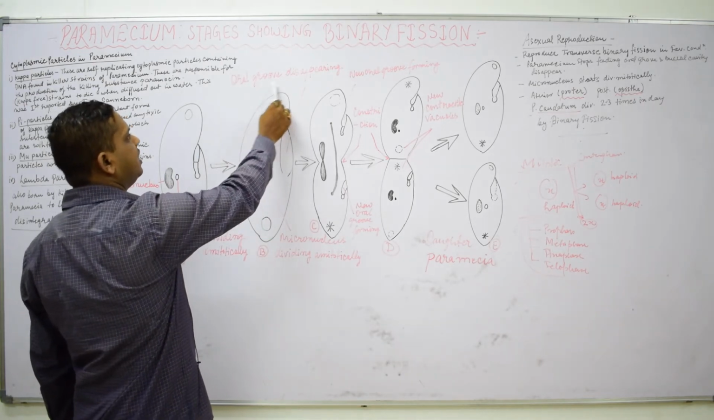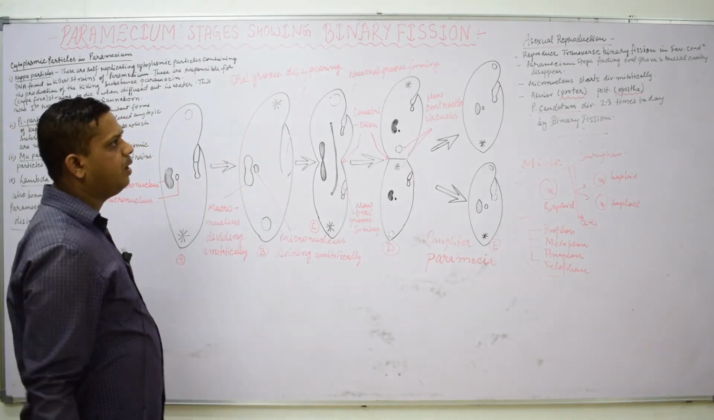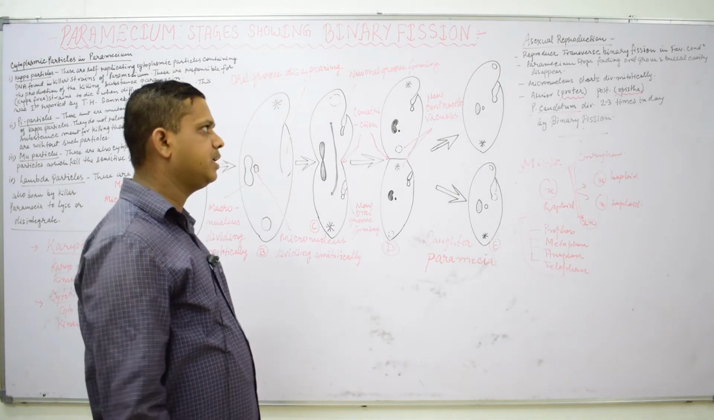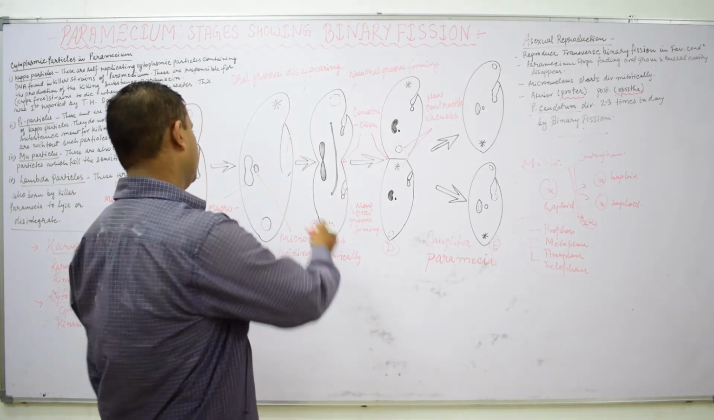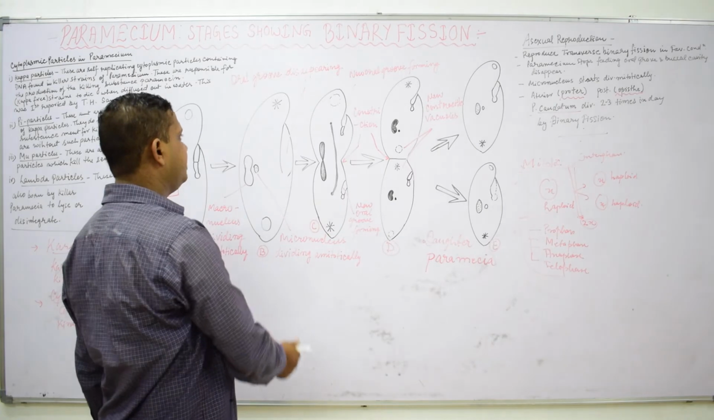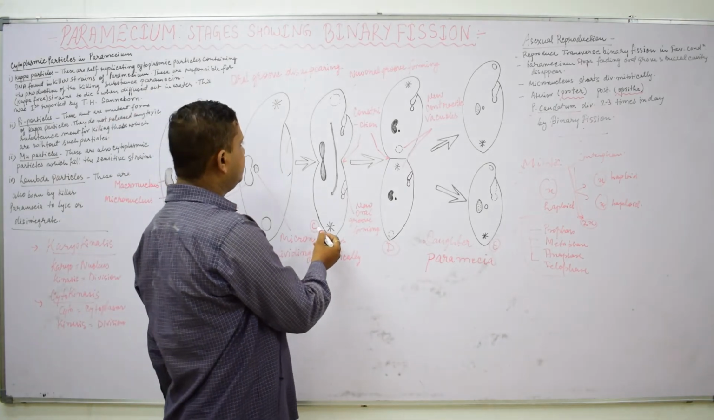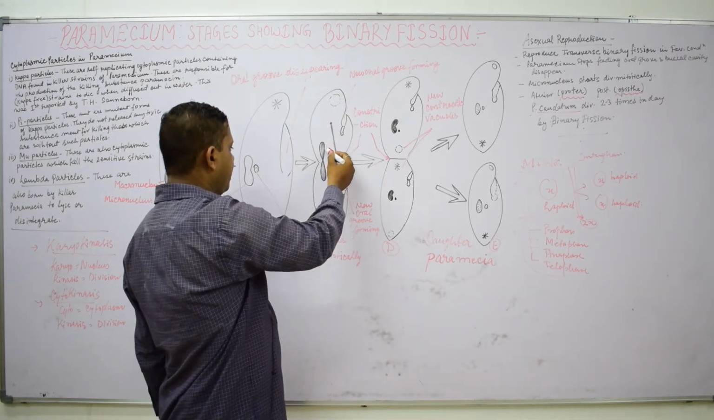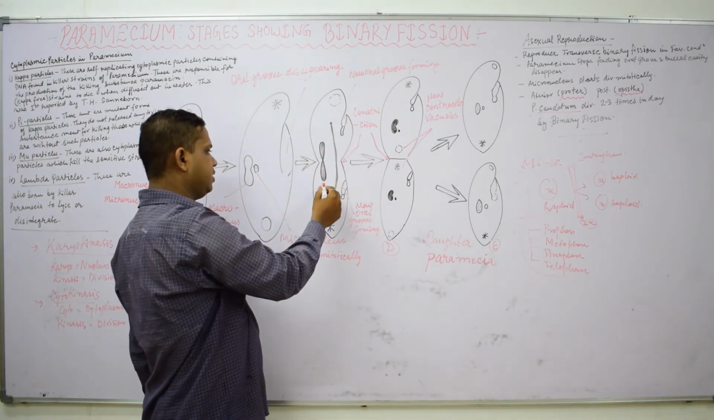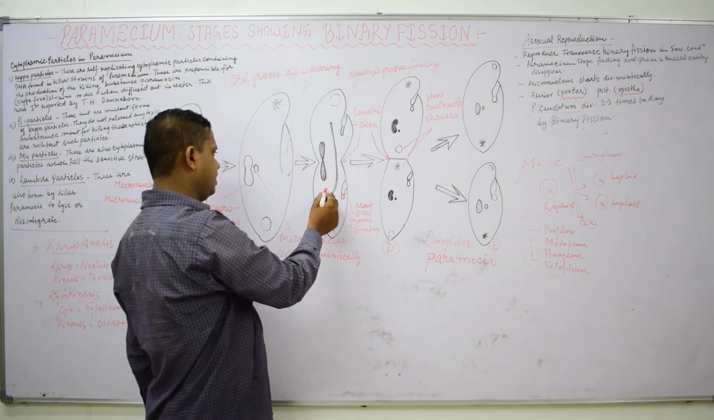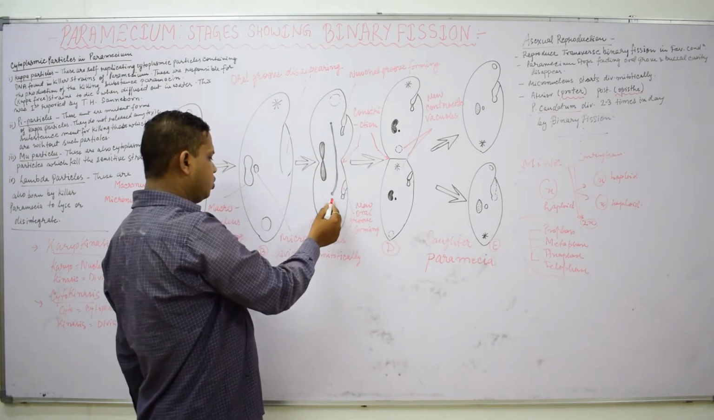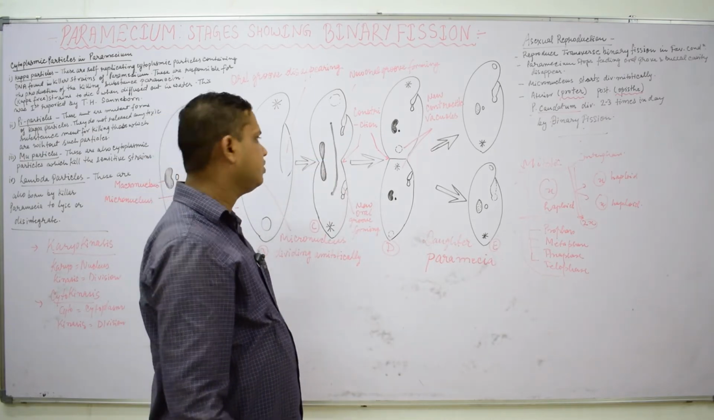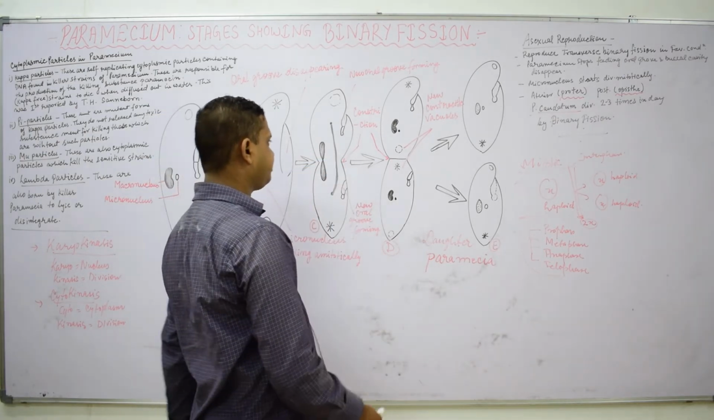In diagram B, the oral groove is also disappearing. Why is it disappearing? I have told you that feeding stops, and that is why the buccal cavity also has no work, so both are disappearing in diagram B. In diagram C, a new oral groove forms, and there is more elongation of the macronucleus as well as the micronucleus. Both are elongating in a tubular structure, and constriction is also taking place.